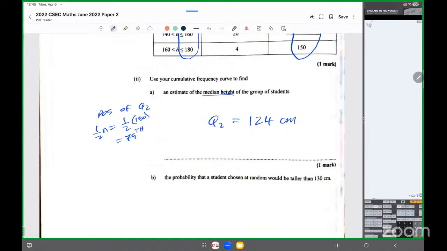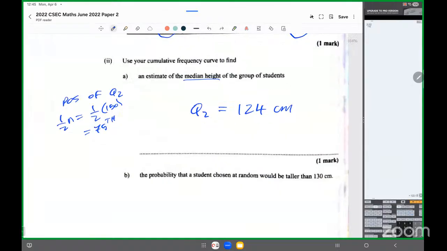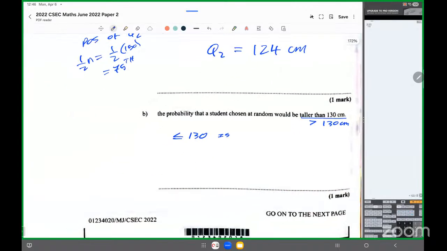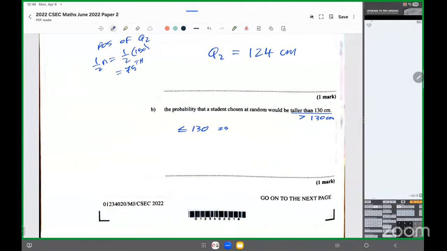The next part says we have to calculate the probability that a student chosen at random was taller than 130. This means greater than 130 centimeters. To find how many were greater than 130, we need to find how many were less than or equal to 130 first. That's what the graph will show you. The rest of them is greater than 130.